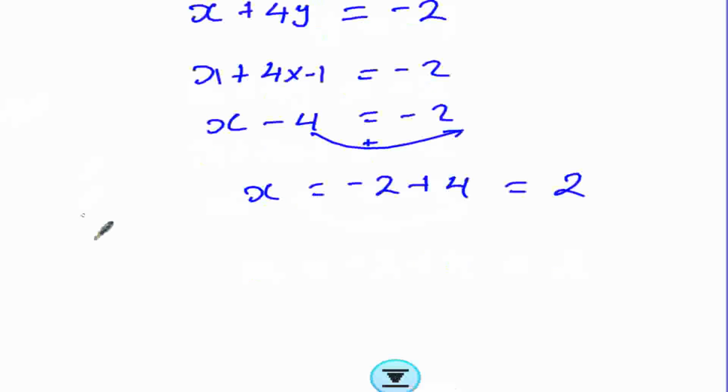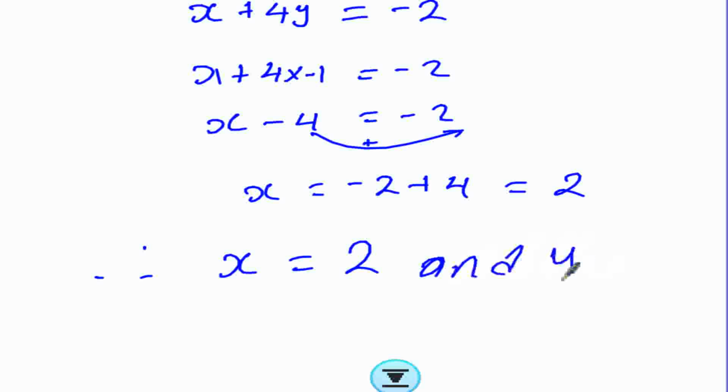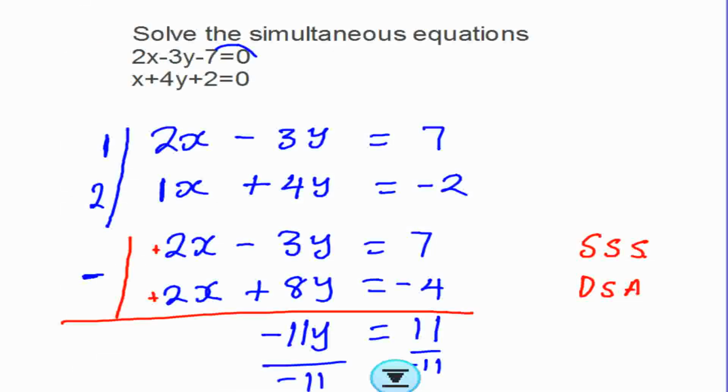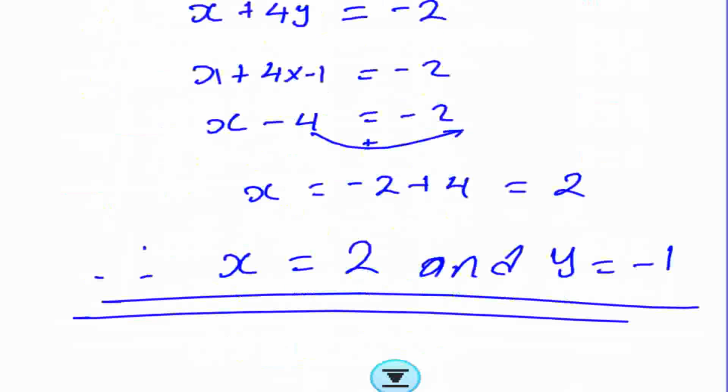Therefore, our answers are x equals 2 and y equals negative 1. That is how you use elimination method to find the value of x and y in simultaneous equations. In the next video, as I promised, I'm going to be showing you how to use substitution method to solve this question. Thank you.